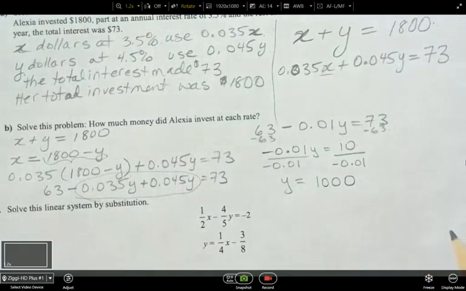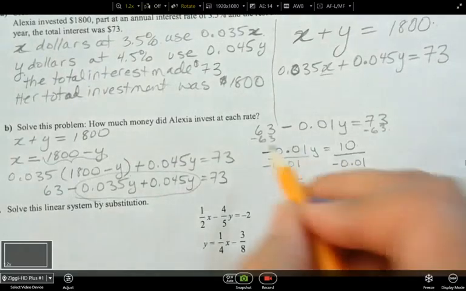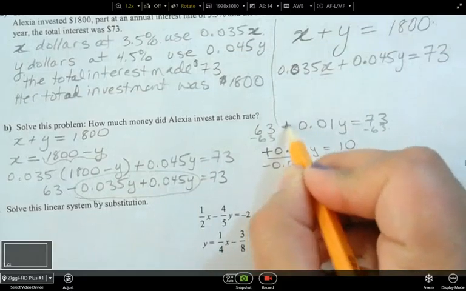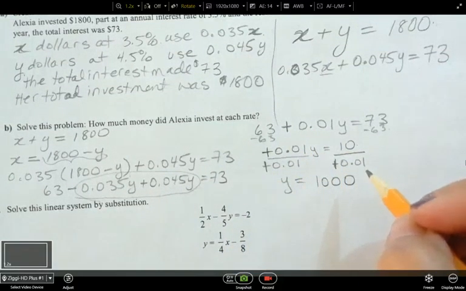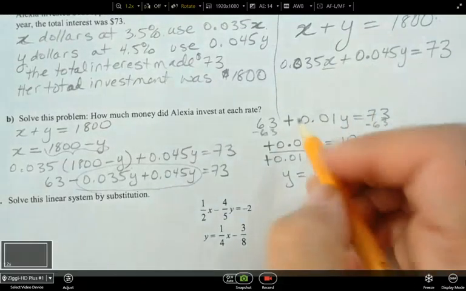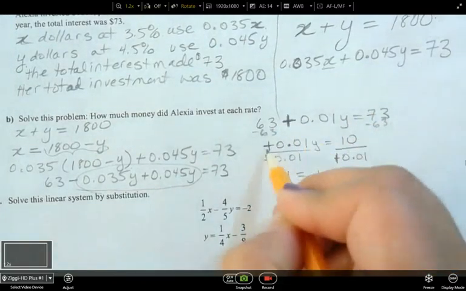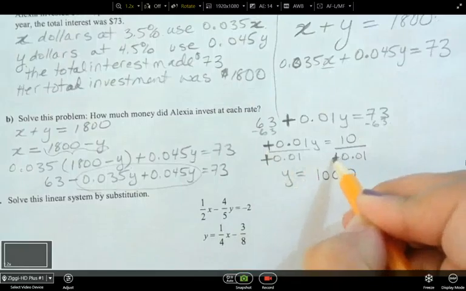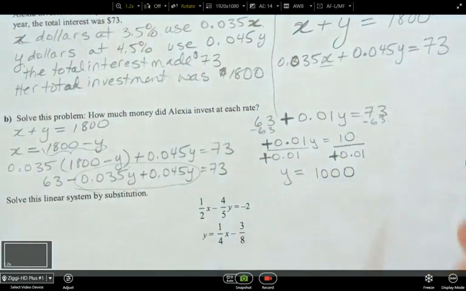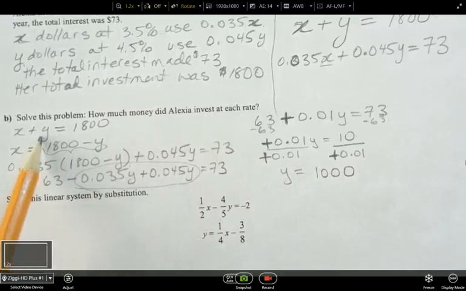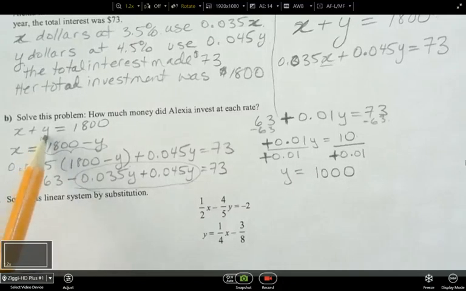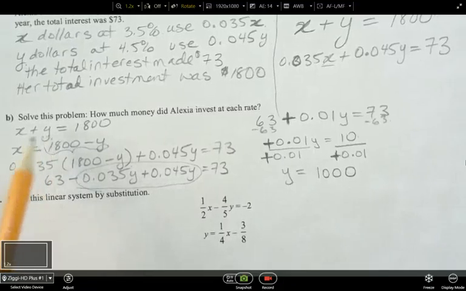Okay. I feel like I have an extra negative. This shouldn't be negative. This should be positive, right? This whole time? Okay. Did you see that? So this should be positive right here. That all should be positive, and then I should get a positive $1,000. So in investment Y, she put $1,000. How much did she put in investment X?